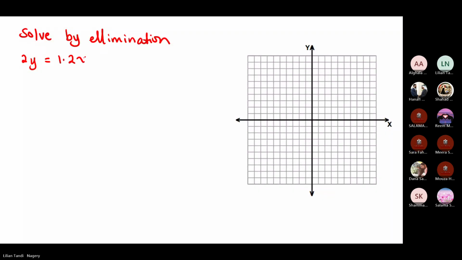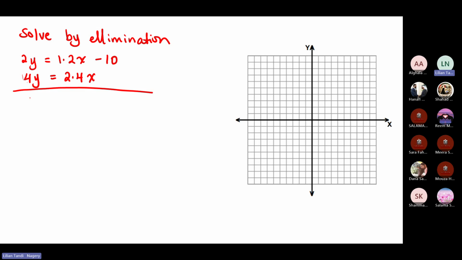Then 2y equals 1.2x minus 10, and 4y equals 2.4x. Now, remember, we said elimination, we must see if we have same letter, same number. We have same letter, but the number is not the same. So we need to choose one of the letters to make it have the same letter, same number. I am going to choose y because it doesn't have decimals. It will be easier to work with.